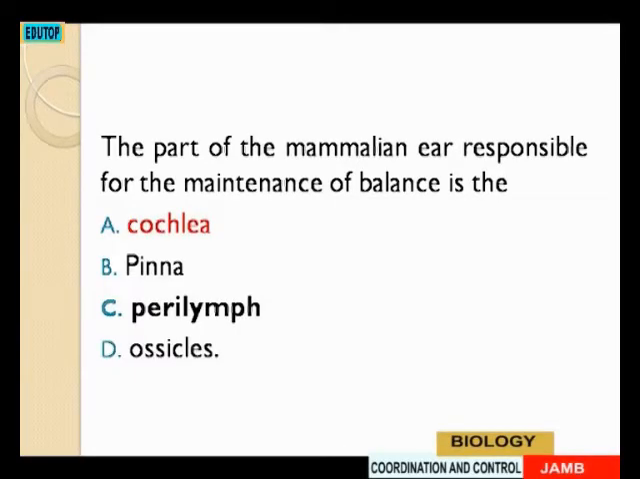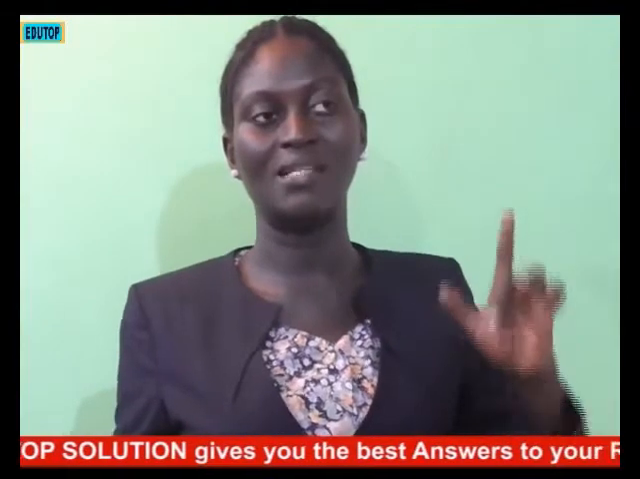Next question. The part of the mammalian ear responsible for the maintenance of balance is the A. cochlea, B. pinna, C. perilymph, D. ossicles. Ossicles are the small bones in the middle ear. Then perilymph is a liquid that surrounds the cochlea, and alongside the cochlea, they are the ones that bring about balance. Then pinna is the outer ear, like I told you earlier, and pinna is not responsible for the maintenance of balance. Rather, the answer is cochlea.